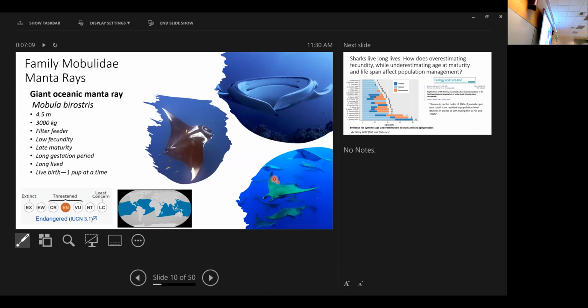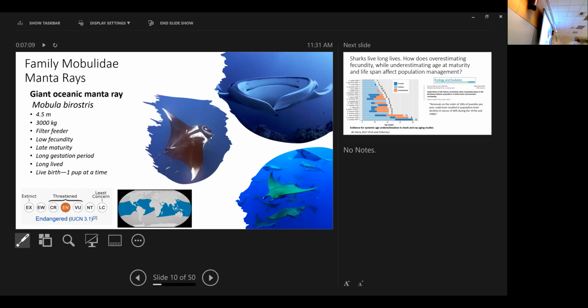So I want to talk about family Mobulidae, which are a very impressive ray. They're the manta rays. And specifically, this is the giant oceanic manta ray, which has a global distribution. It too is endangered according to the IUCN list. It can be up to 4.5 meters long. I don't know what the width on that is, but it's a lot, up to 3,000 kilograms. So these are extraordinary animals, and they're filter feeders, like a lot of ocean giants. They tend to feed low on the food chain.